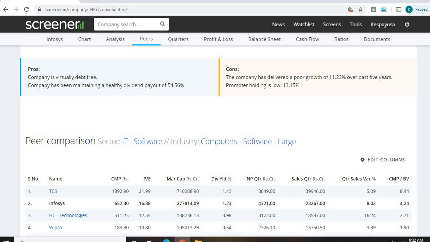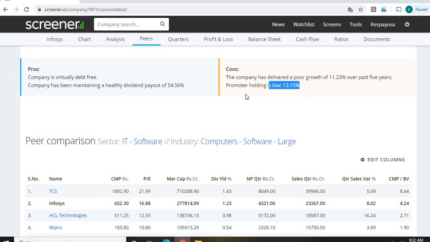The positive factor of the company is that it is virtually debt free, which is a very good sign. And the company is paying a healthy dividend payout of 54.56%. It is absolutely stunning for a dividend paying company. And if you see some of the negatives, they say it has delivered a poor growth of 11.25% over the past 5 years, and promoter holding is 3.15%. So these are the two negatives as per the screener.